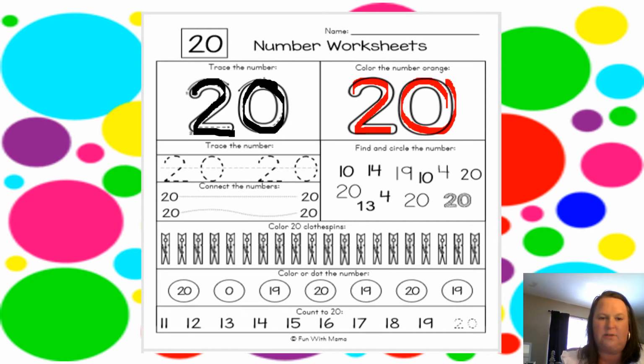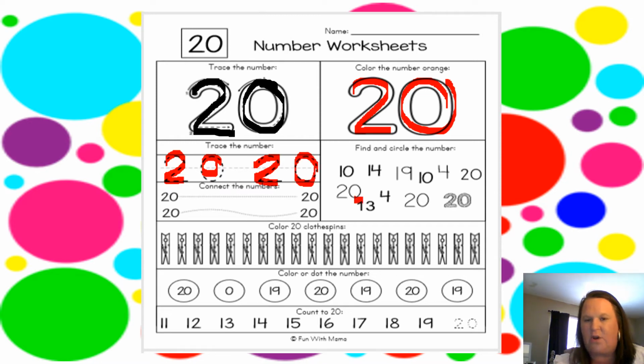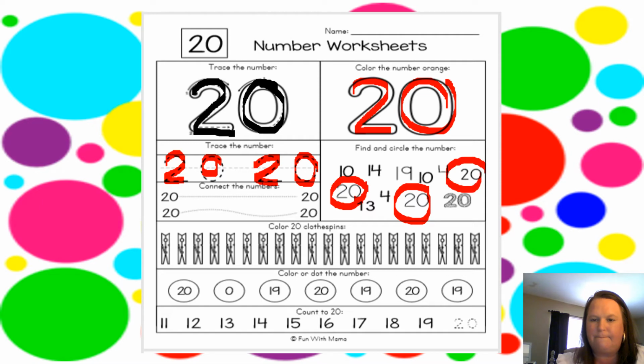You need to get your pencil and trace the 20s. And we write 20 with a 2 and a 0. We're going to go over here to this box and we are going to find all the 20s and we're going to circle them. All right.